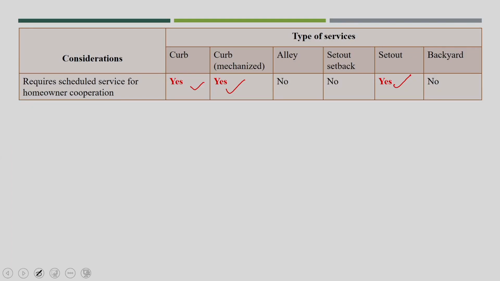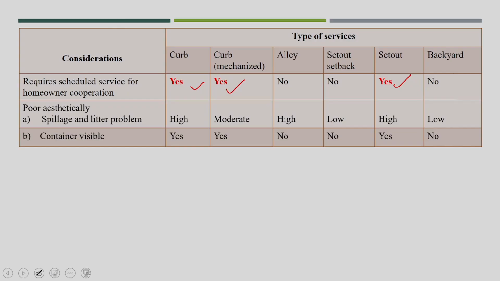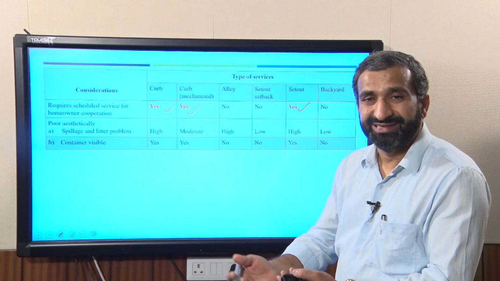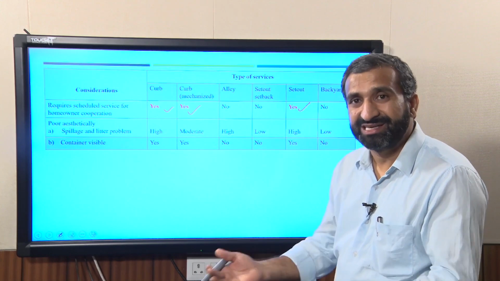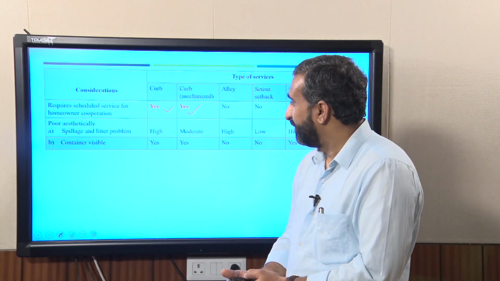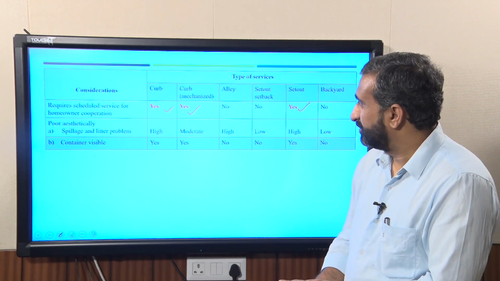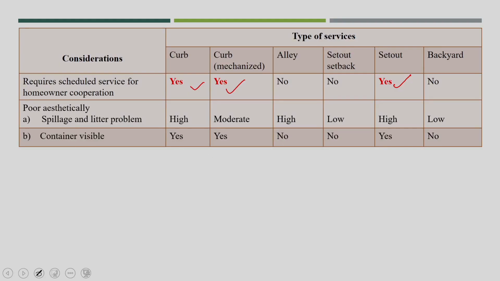Next is poor aesthetics, with the possibility of spillage and litter problems, because obviously biological matter is there, which will degrade and cause littering or produce leachate. So this is very high, and aesthetically it is very poor.